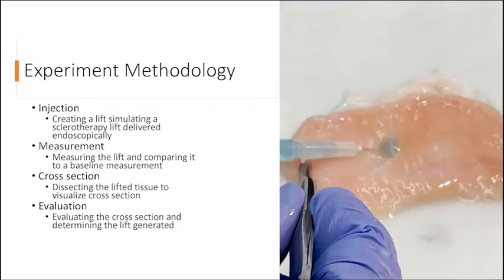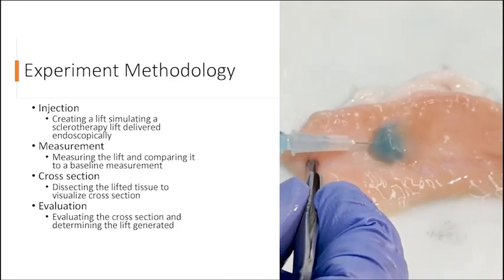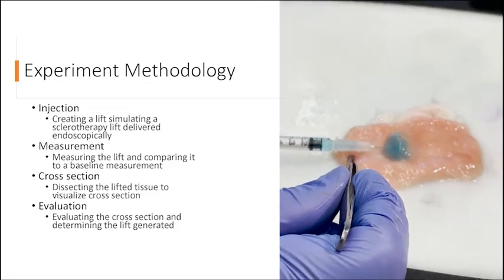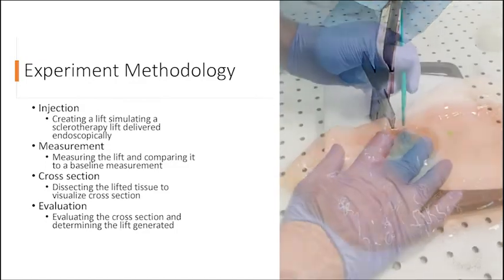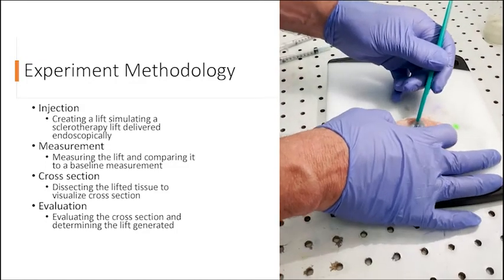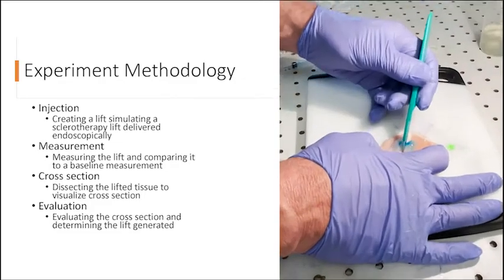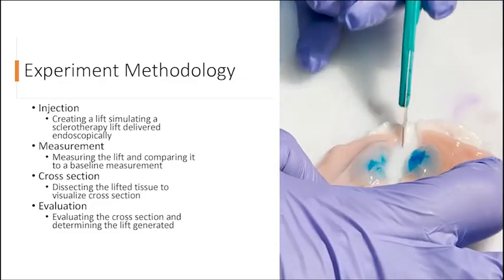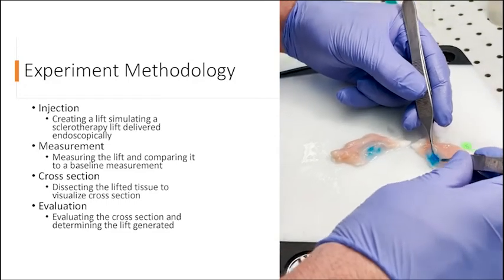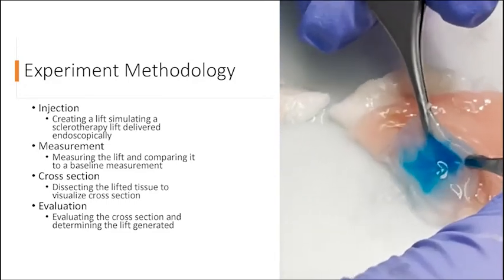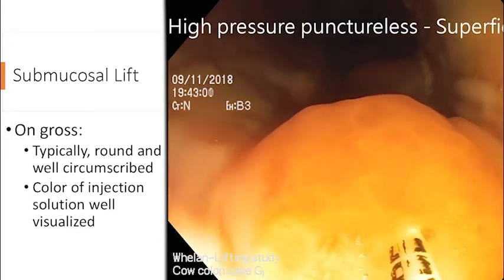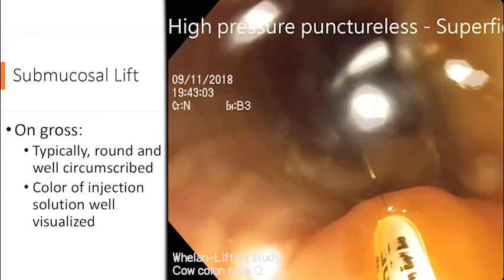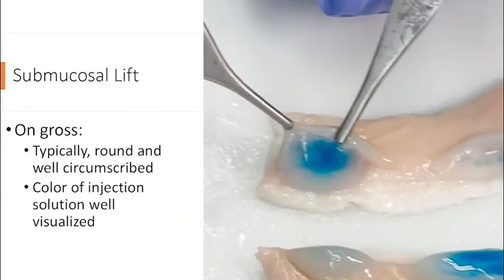To further study bowel wall lifts, we made syringe injections into rectangular pieces of bovine colon. Here we see a superficial lift being made, after which the lift height is measured. Next, a scalpel is used to cut through the bowel wall, which allows the expanded layer to be identified. Here we see a superficial lift being made in a bovine colon. This is a cross-section through a superficial lift which shows the submucosal layer expanded.